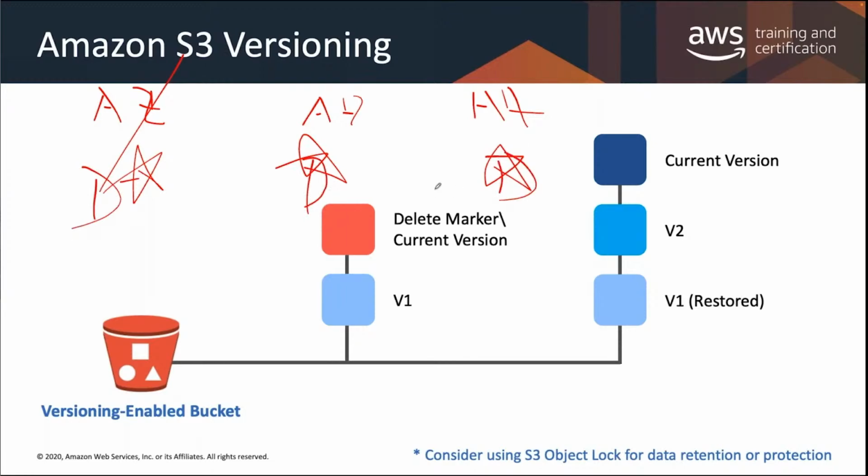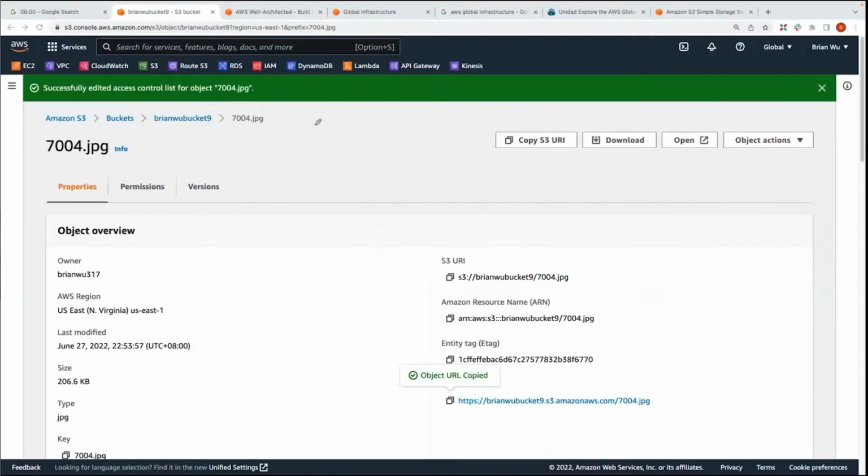So versioning helps us to avoid the delete, and also the override. What if the file is called file1.jpg and I upload exactly the same name, overriding the original? Maybe you really don't want to lose your data. So you can enable versioning. Let me show you in this demo.